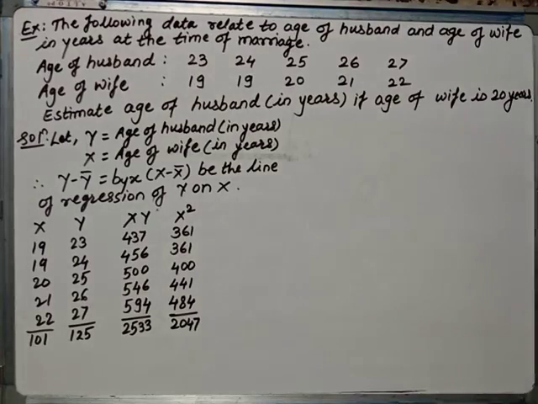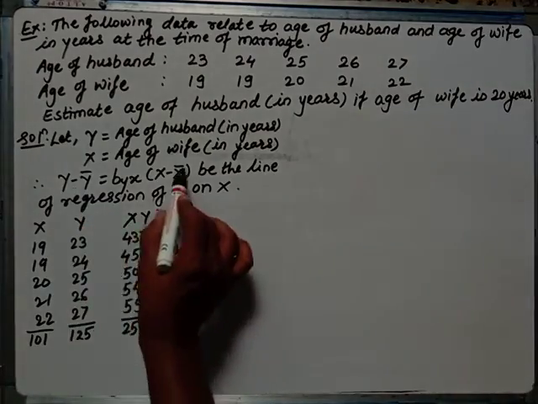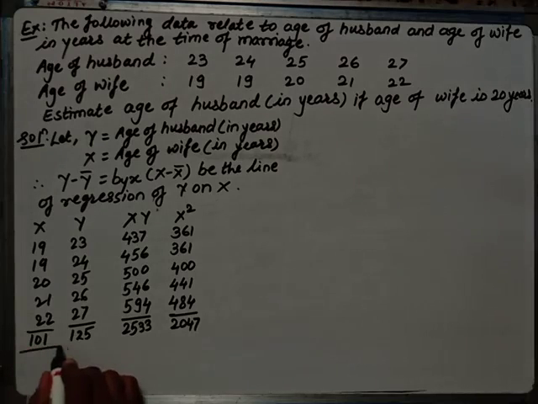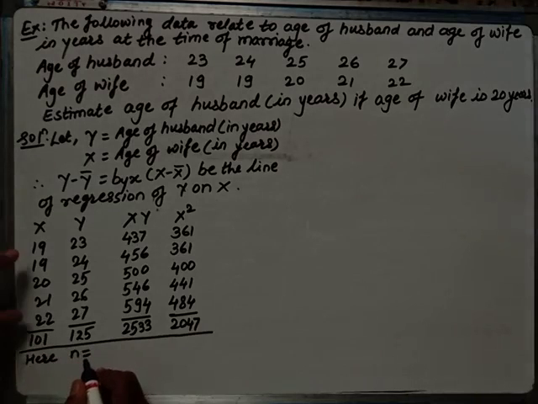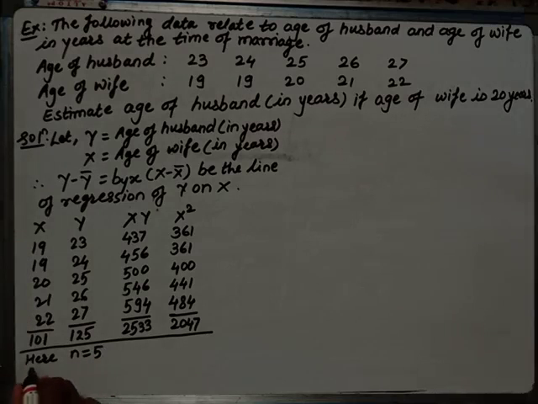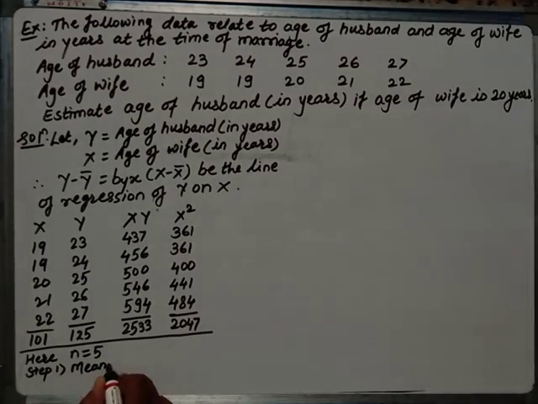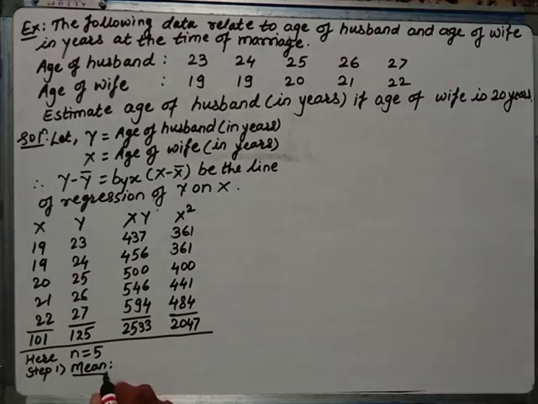Now let's do the calculations for determining the line of regression. This is about the table simply. Here n is how much? How many observations are there? 5. N is 5. So step 1: let's find the means first. So what is x bar?